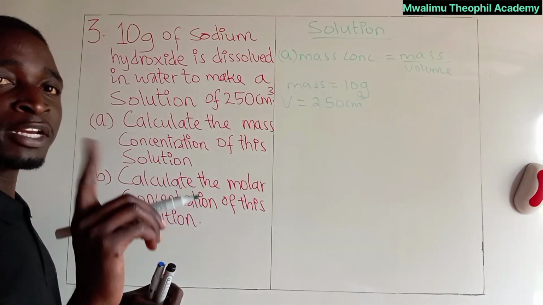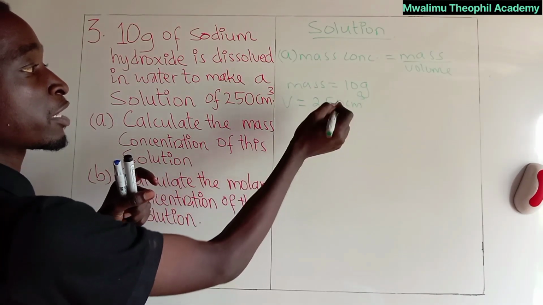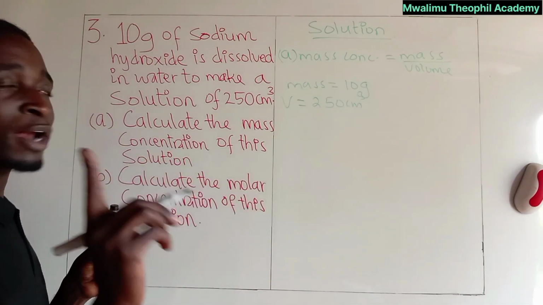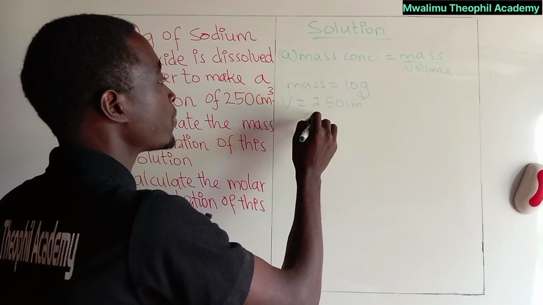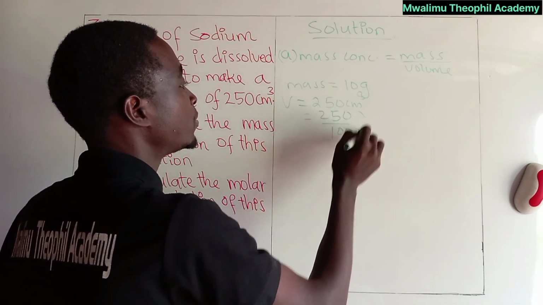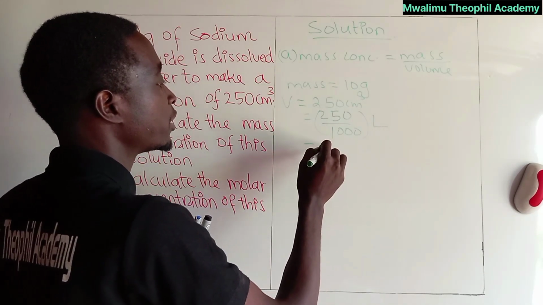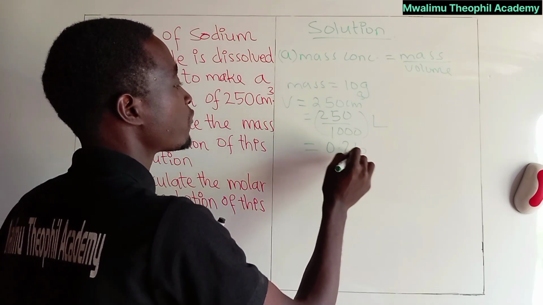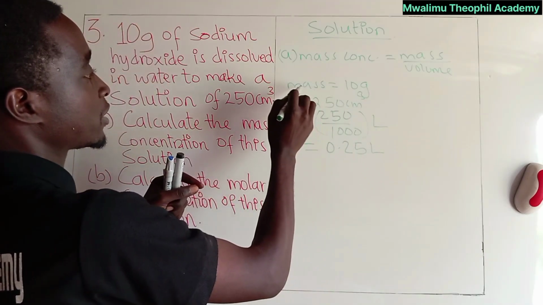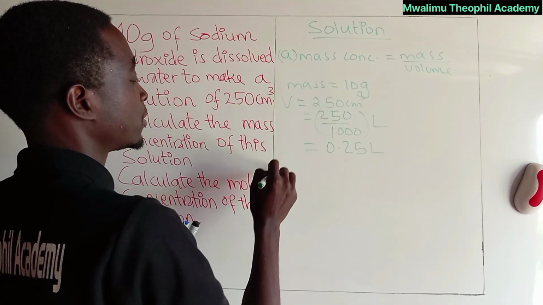Let's convert this given volume from centimeter cubic into liters. You have to know that 1 liter is equal to 1000 centimeter cubic. Now, to convert the given volume, which is in centimeter cubic, into liters, we divide by 1000. So this value will be equal to 250 over 1000, and the obtained volume will be in liters. So when we divide this, you get 0.25 liters. After that, we have the volume in liters and the mass in grams. So we can work out the mass concentration.